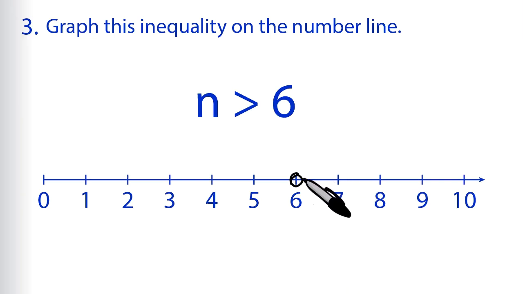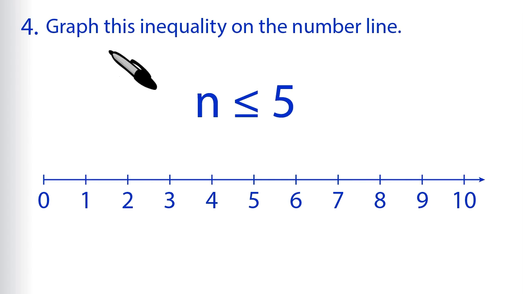And then we draw a line over the number line. You might have to draw it a little thicker if your pencil is the same size as the line. And then draw an arrow to show that it keeps on going, that any number to the right of the 6 is included in this graph. It's true for this inequality, that n is greater than 6.